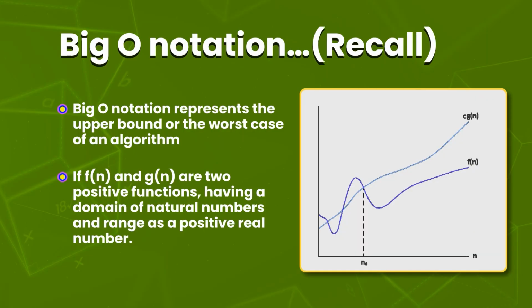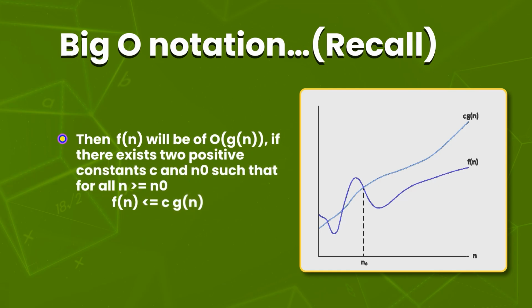Both Fn and Gn are two positive functions having a domain of natural numbers and a range of positive real numbers. That is why n is always positive, and this function has positive real values, in the positive quadrant only. That is what is there in the associated graph. Then Fn will be of order Gn, so Gn is basically bounding the function Fn.